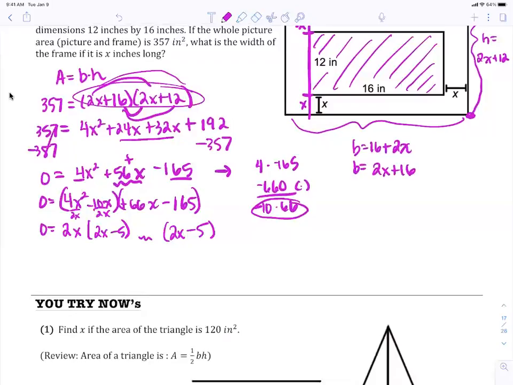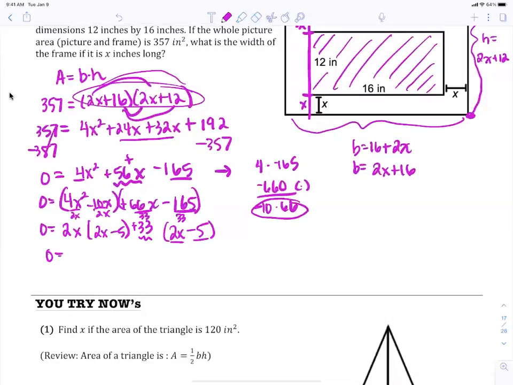So some students like to work backwards. They like to say, okay, well, what would I have to divide 66 by to get 2? Well, the only number that will work is positive 33. And the nice thing is, if you check, if I take this and divide by 33, we get our 2x. If I take 165 and I divide it by 33, you actually do get negative 5.